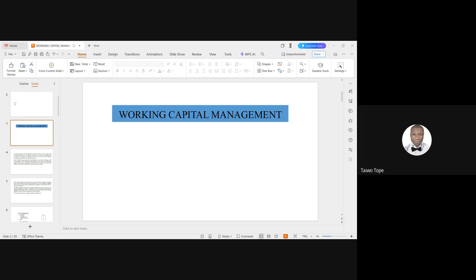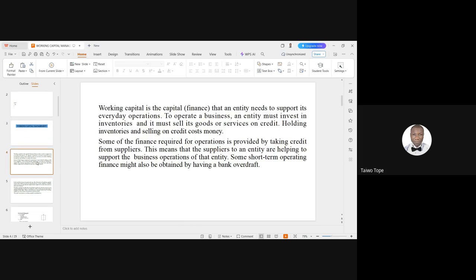So when we talk about working capital, it is simply the amount of fund available for day-to-day operation of a business. That is working capital, and it can be determined as what? Current assets less current liabilities. Now, that is working capital on its own.